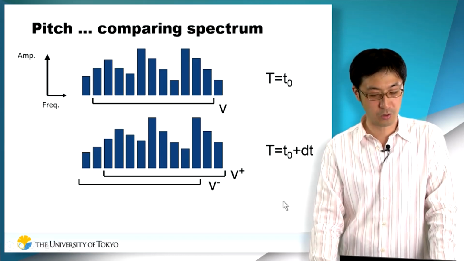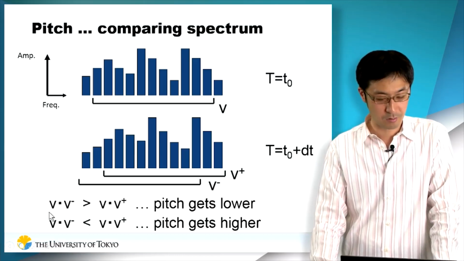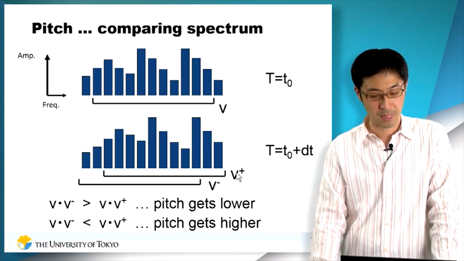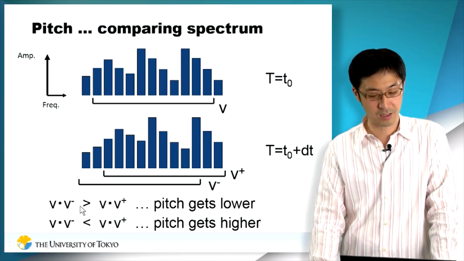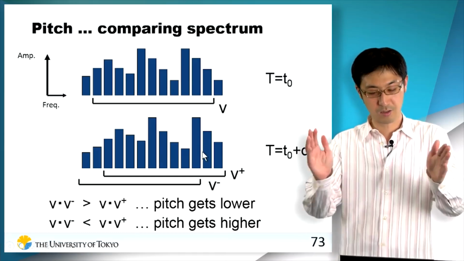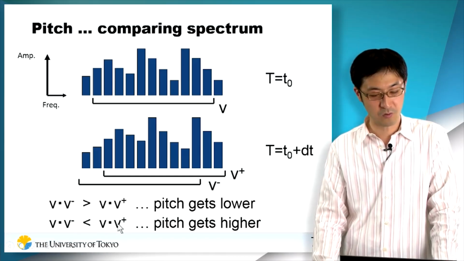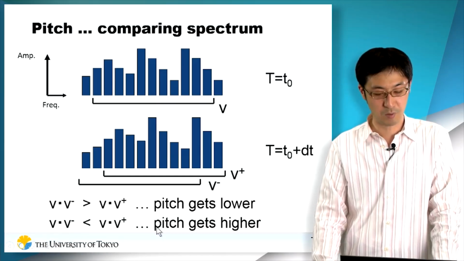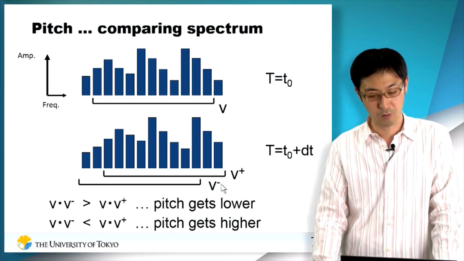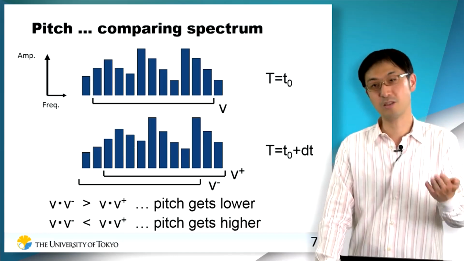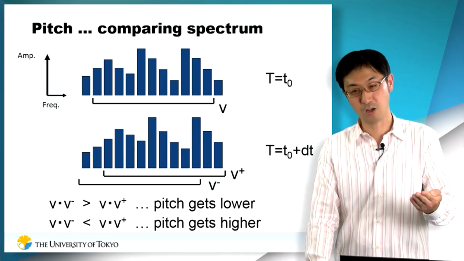And then we just compute dot products between them. This one is the dot product between V and V minus, and then you also compute V and V plus. If V minus is higher, then V minus is closer to V, which means the pitch has shifted lower. And if the dot product with V plus is higher than with V minus, then V plus is closer to V, which means the spectrum gets higher. So this very simple implementation returns a very stable result.